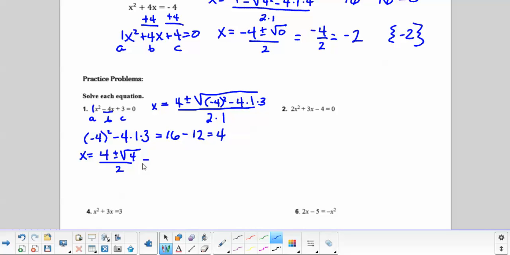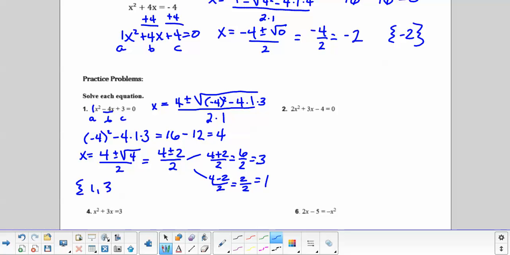The square root of 4 is 2, so I have 4 plus or minus 2 over 2. So this is two different things I need to do, one with adding, one with subtracting: 4 plus 2 over 2 and 4 minus 2 over 2. If I add, I get 6 over 2, which is 3. And if I subtract, I get 2 over 2, which is 1. So my two solutions are 1 and 3.